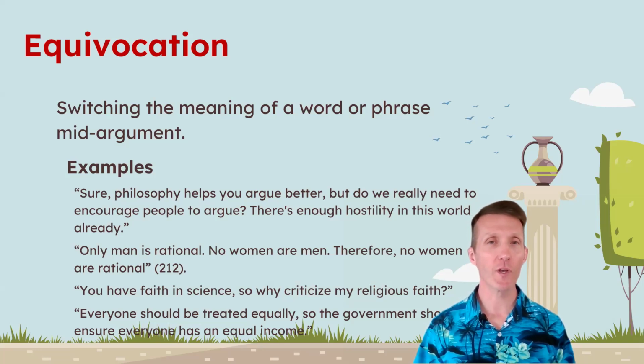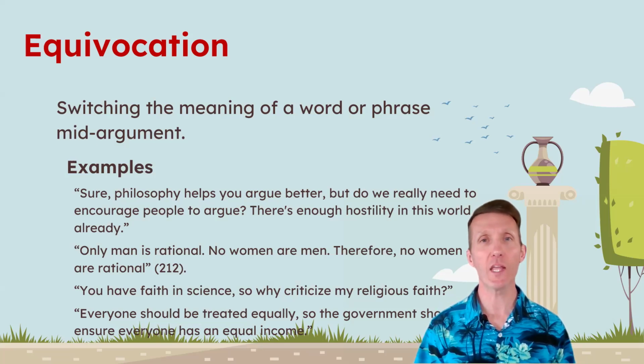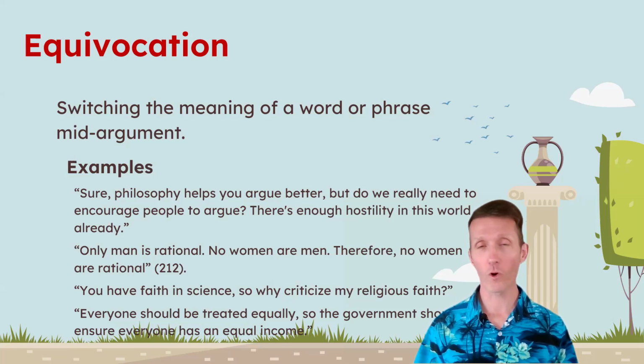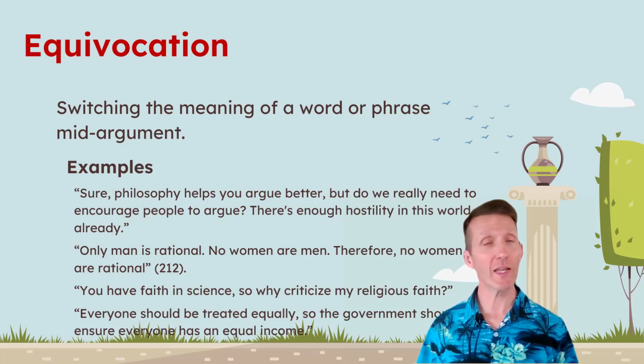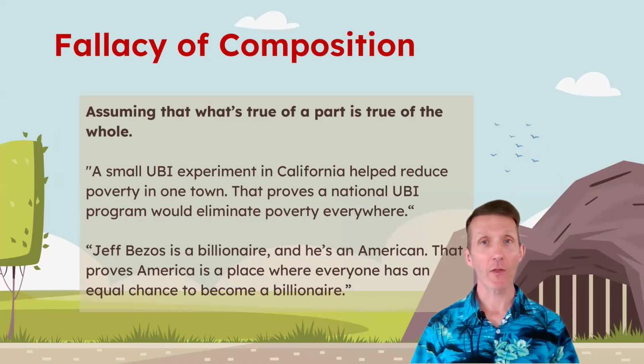And last, everyone should be treated equally. You agree with that, don't you? So the government should ensure everyone has an equal income. Well, maybe that equal treatment just means that people should abide by the same rules of work and finance and by the same laws and not have the same outcome of income. Everyone has an equal opportunity to compete and make money, but this doesn't guarantee an equal distribution or equal outcome. Equivocating with equal there.